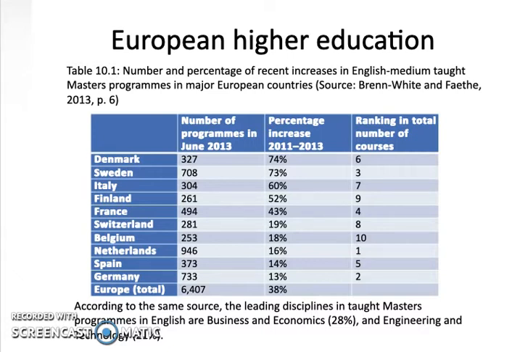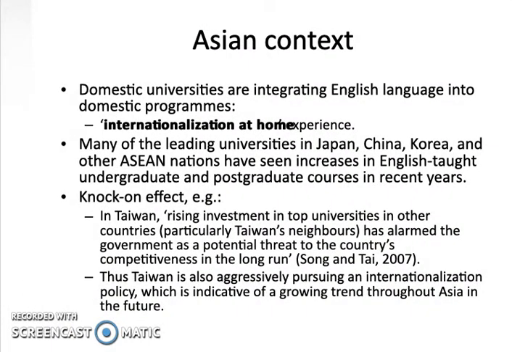It's taken from Brenn-White and Faethe, 2013. Here you can see the numbers. There are given countries and 3 columns which identify their number of programs in June, percentage increases, and ranking in total number of courses. The countries include Denmark, Sweden, Italy, Finland, France, and many other countries. According to the same source, the leading disciplines in taught master's programs in English are business and economics and engineering with technology. As you can see, business and economics has a higher percentage in comparison to engineering and technology.